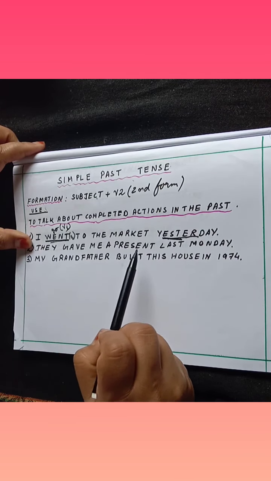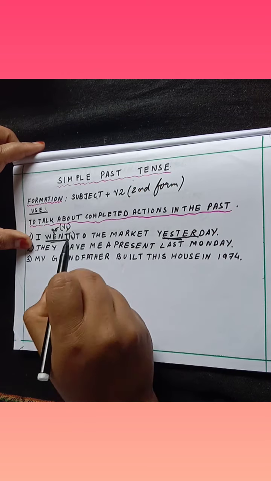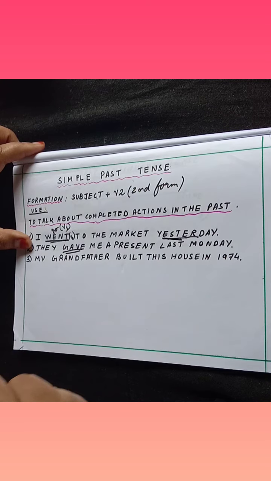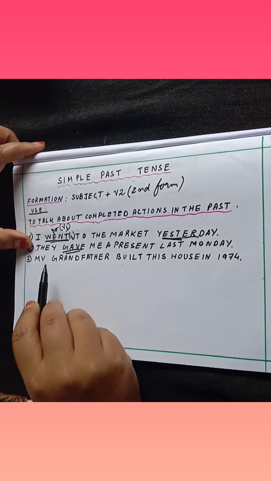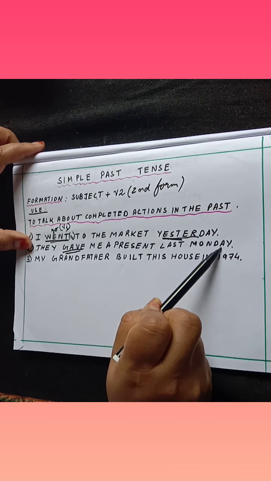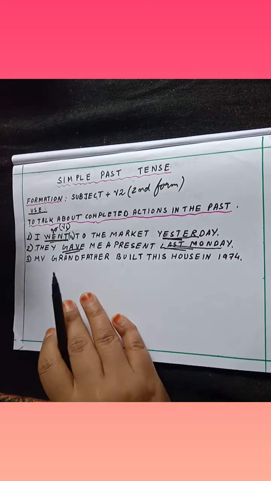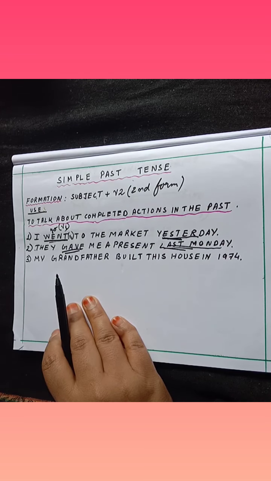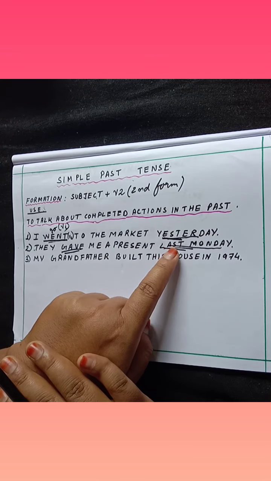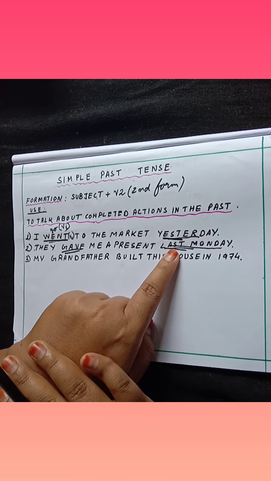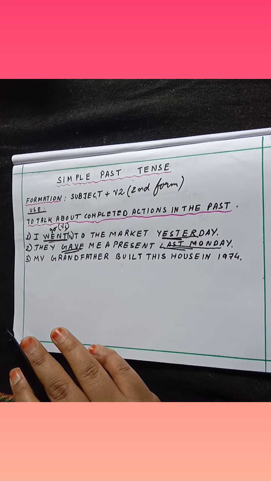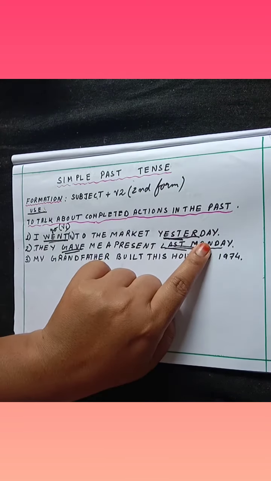They gave me a present last Monday. Gave is the second form of the verb give. Give is the first form, gave is the second form, given is the third form. They gave me a present last Monday. Last Monday, a past time. Last Monday is already gone. Since the past time is mentioned here, we automatically know that we are talking about an action that completed in the past. They gave me a present last Monday.